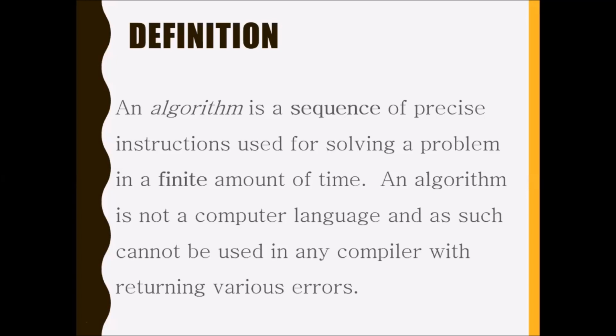So you can have a loop within an algorithm, but what will cause this program or solution to come to its end? An algorithm is not a computer language, which means that you cannot put it in a compiler and run it. It is going to give you multiple errors, and as such, it is just a step in the program development. Are we clear?